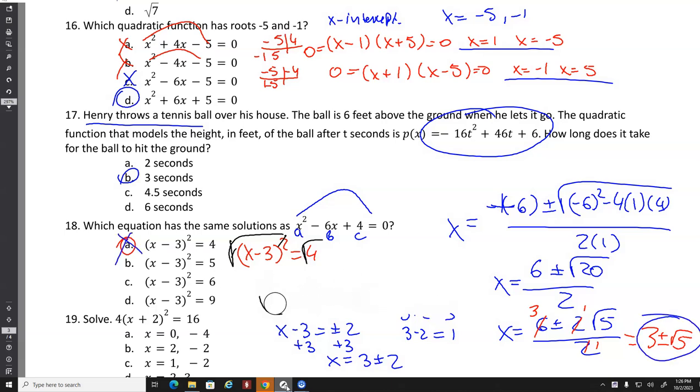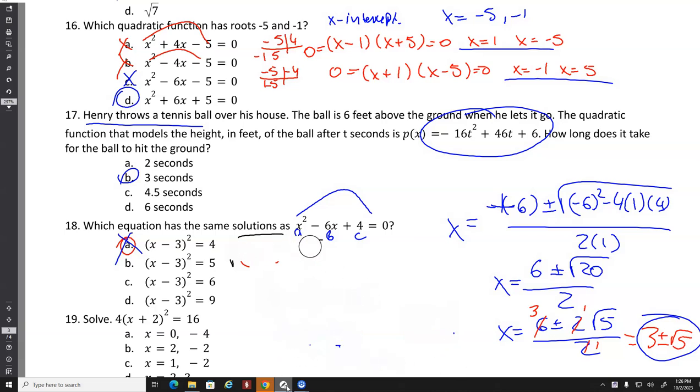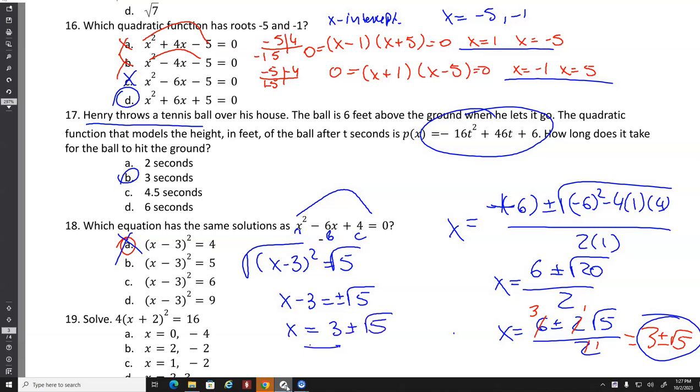I can do the exact same thing for B, where I have x minus 3 squared equals 5. I can take the square root of both sides. X minus 3 equals plus or minus root 5. So again, x equals 3 plus or minus root 5. This matches what I have here. So I know it's answer B, it's my answer.